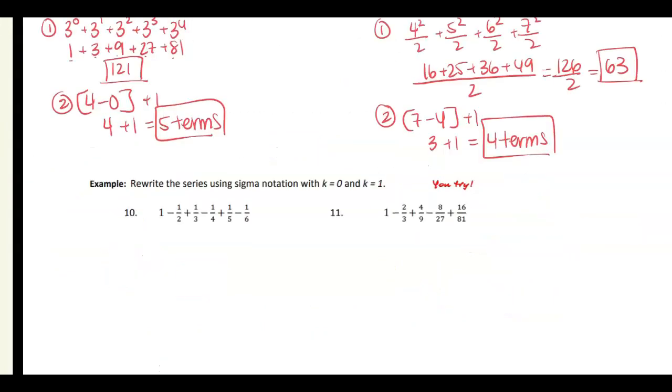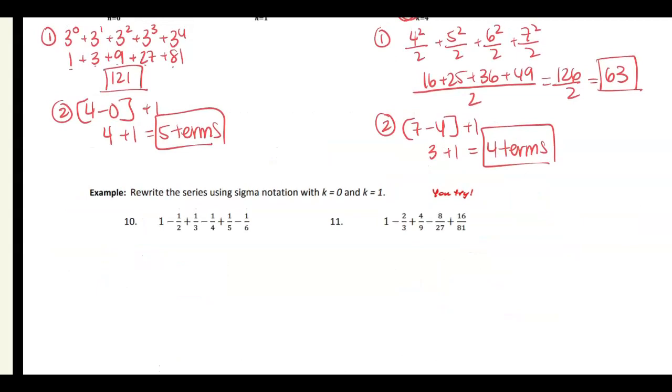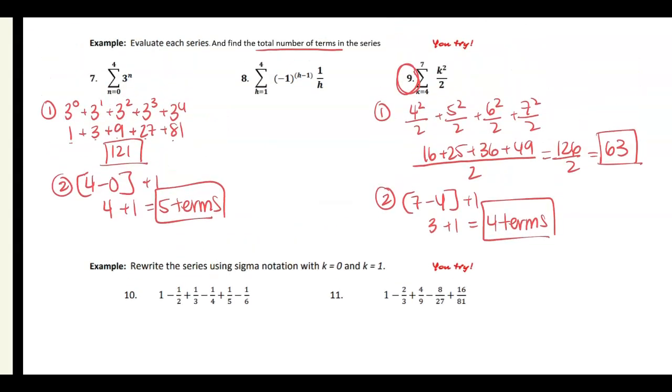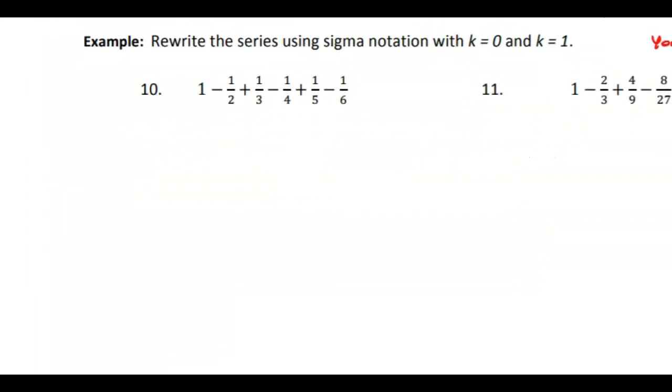Let's look at the last 2 questions. In your last 2 questions, we're going to rewrite your series in sigma notation, which is your summation symbol. That's that little E. And then we're going to look at it with referencing k equals 0 and k equals 1. K equals 0 and k equals 1 is this information down here. So it's your initial or your starting bound, your lower bound.